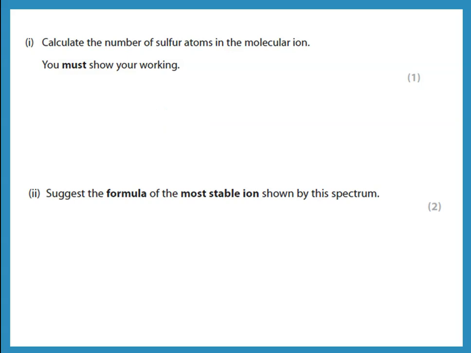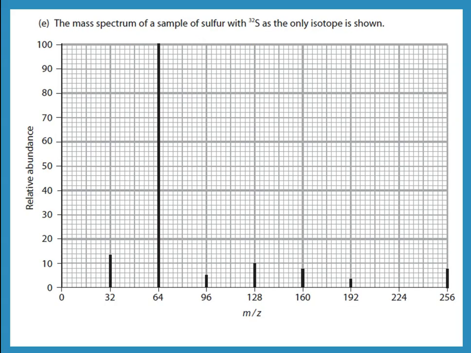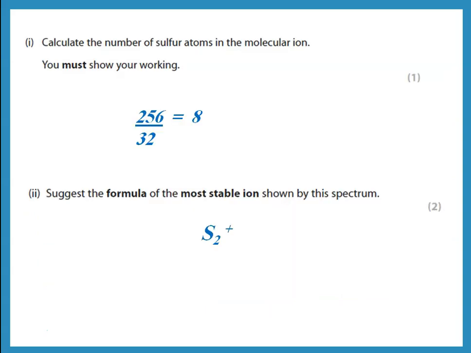So just the formula of the most stable ion. The most stable ion is the one that gives the largest peak. That's the 100% abundance. So that is 64. Now 64 is due to how many atoms together? 64 will be due to 2 atoms together. So this is how we write it. Stable ion. You must have a plus on it. All the species in the mass spectrum are positive ions.